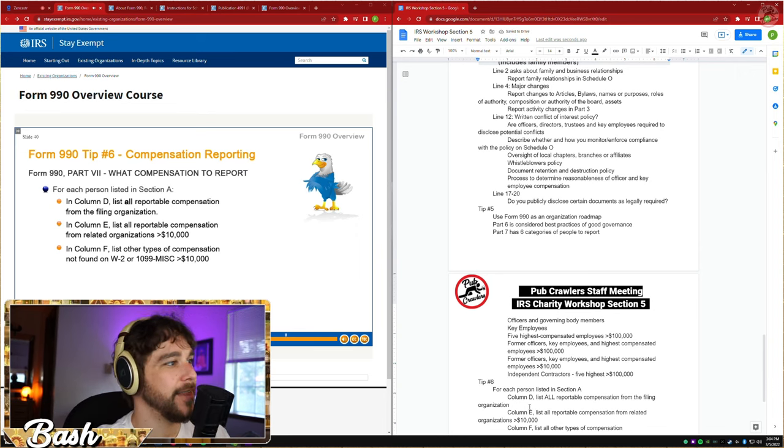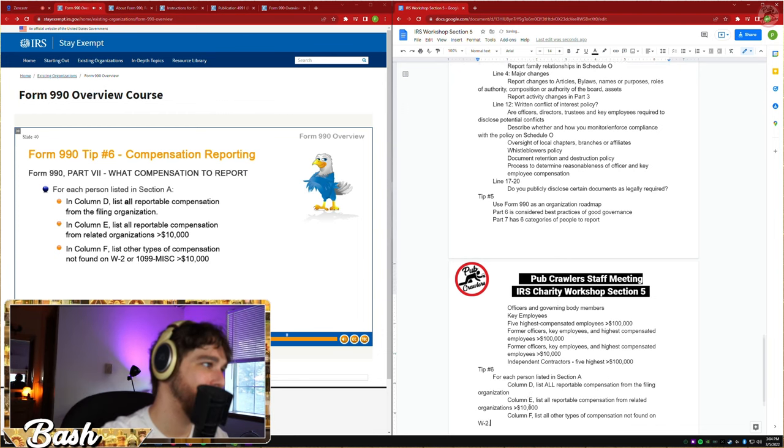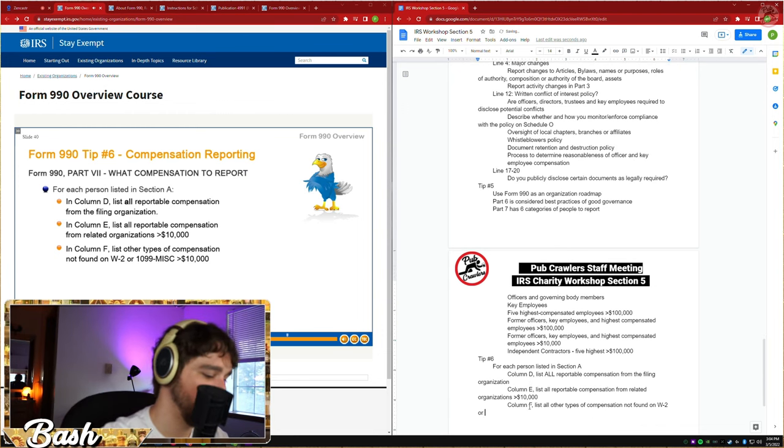However, column F has a $10,000 per item exception, so you only need to report other compensation paid to a particular person that exceeds $10,000 during the tax year. This does not include health care benefits, retirement plan benefits, and other deferred compensation, which must be reported regardless of the amount.